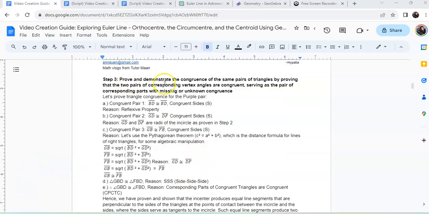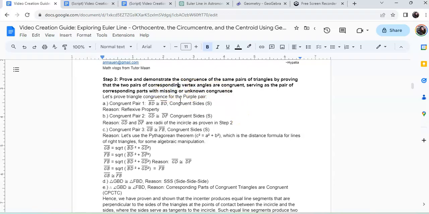Finally, we are going to prove and demonstrate the congruence of the same pairs of triangles by proving that the two pairs of corresponding vertex angles are congruent, serving as the pair of corresponding parts with missing and unknown congruence.